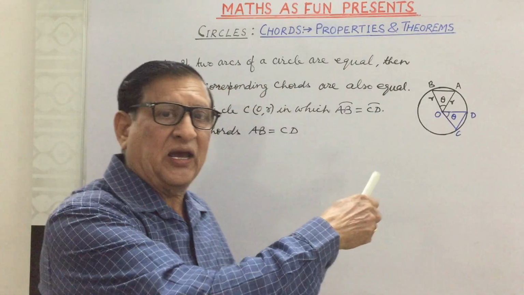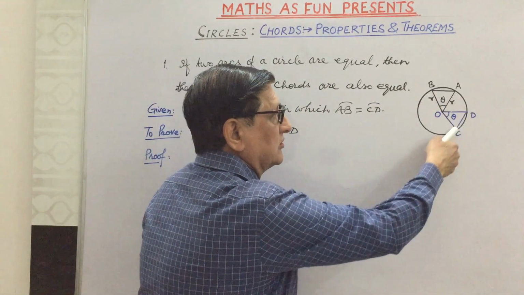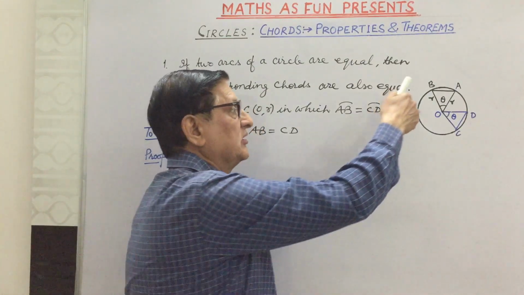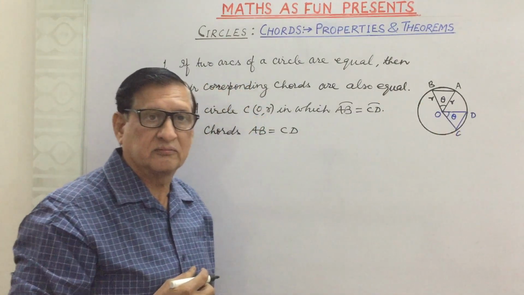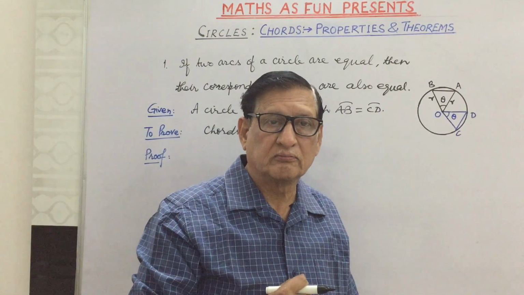Here the first property we have, if any two arcs in a circle are congruent or equal, then their corresponding chords are also equal. Now we will learn how to prove this property or theorem.